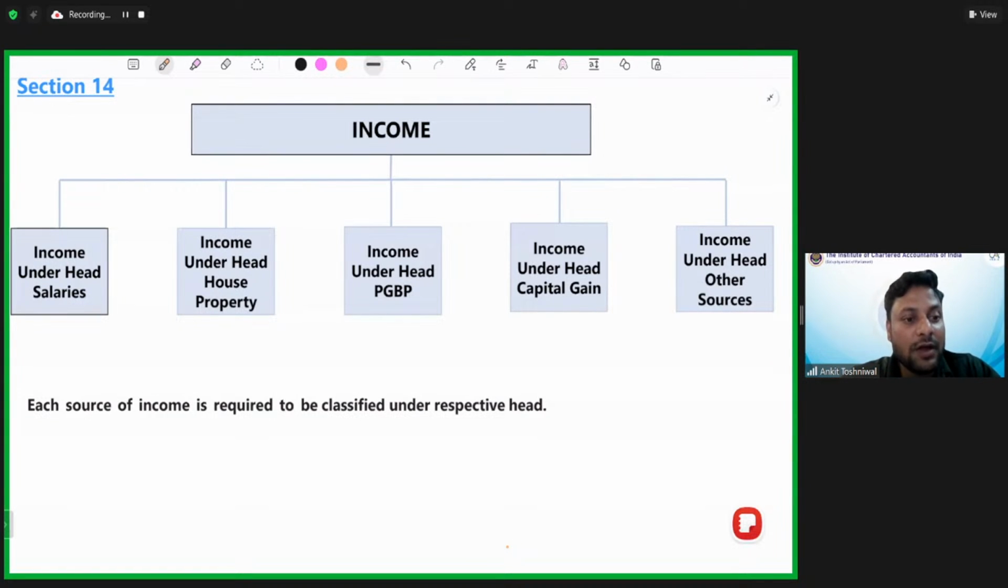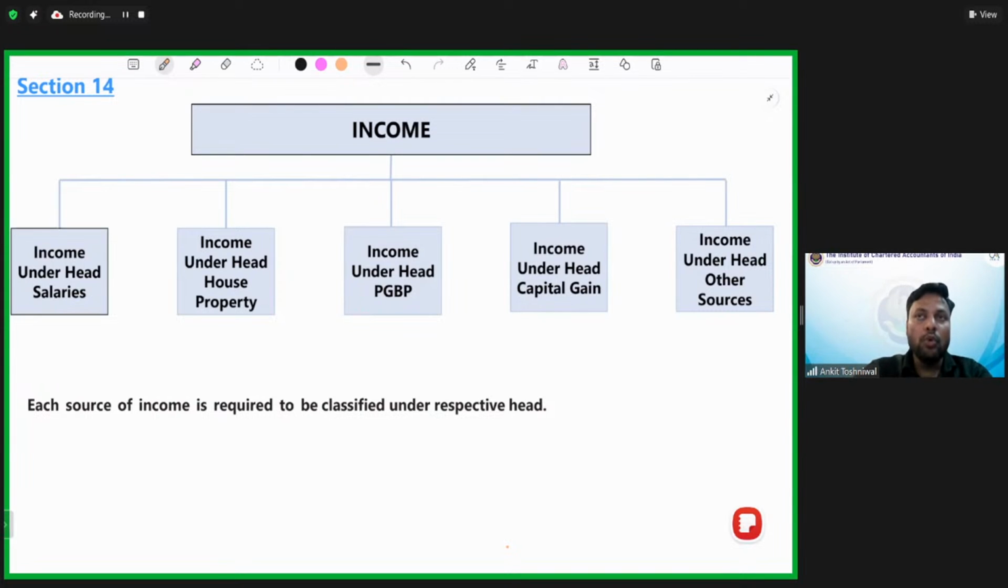Correct. If due to the provisions of a particular head, that is in the first 4 heads, that is salary, house property, PGBP or capital gain, the income is not taxable under that head and that income is not exempted under the Income Tax Act, then we will show that income under the head other sources. It means the income which is not taxable under any other head and which is also not exempted. So we will show that income under the head other sources. Correct? That's why it is also known as the residual head. This is all about section 14.